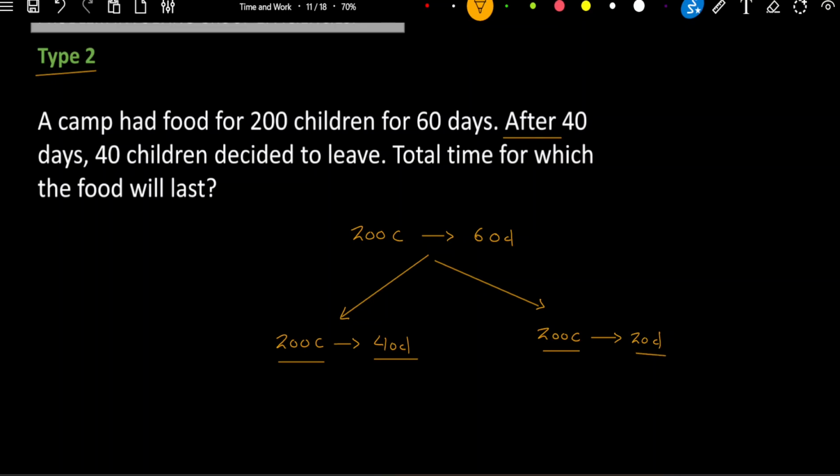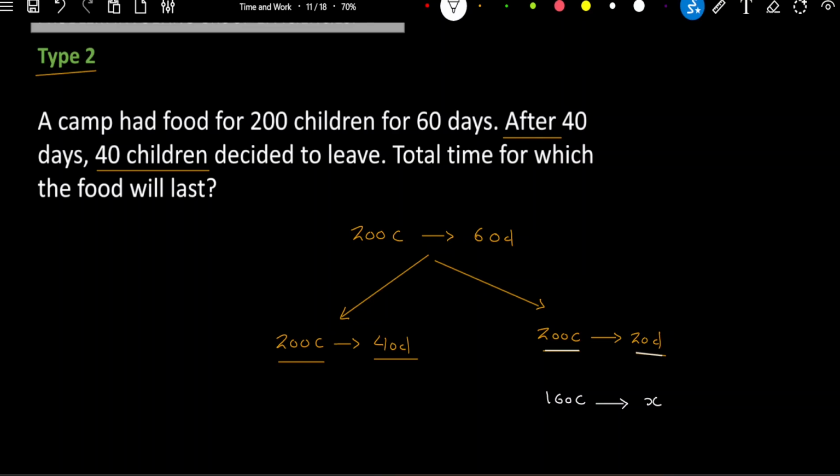Now, what has happened after 40 days? Please read. 40 children decided to leave. Now guys, if 40 children decided to leave, can I say now the number of children left are only 160? It means the same task, the task which was supposed to be done by 200 children in 20 days, the same task needs to be performed by 160 children. So let us find how many days will this new group take.